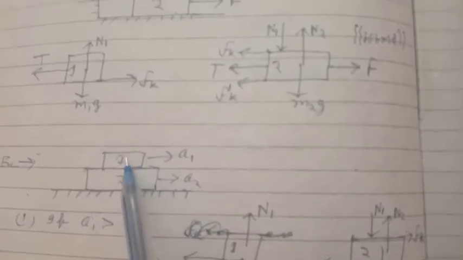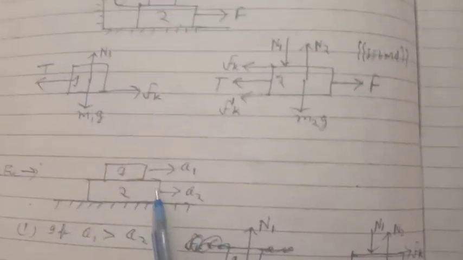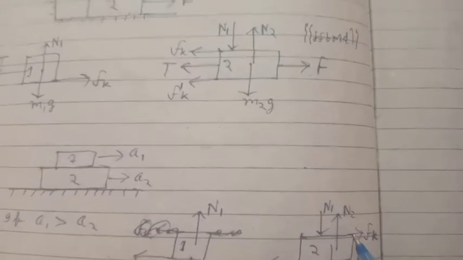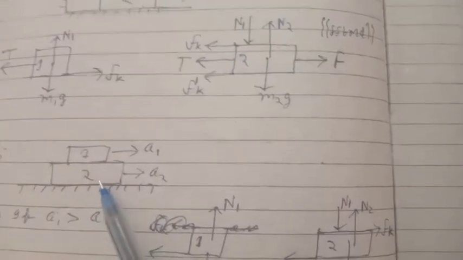Now because this acceleration is greater than this, this body is moving with respect to the other body in this direction, which means the other body is moving with respect to this body in this direction. So the force of kinetic friction on this surface will be in this direction, shown as Fk, because the same force of friction acts on both surfaces. So this is Fk and this is also Fk, and the normal reaction due to one surface will be N1, and due to this surface the normal reaction on body 2 will be N2. So the free body diagram here is shown. And similarly, if A1 is less than A2, then the free body diagram will be like this, as shown in the figure.